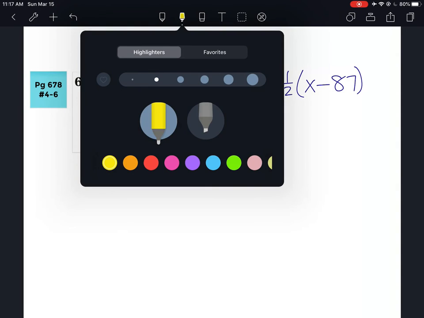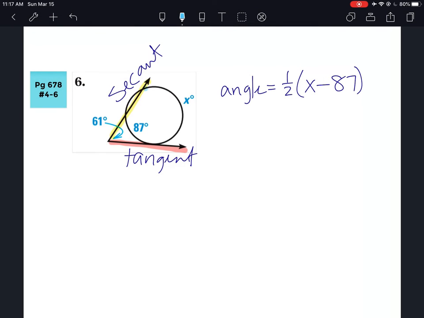And please be careful that the arcs you're talking about are all in line with each other. Notice my x, my 87, and the 61 are all contained within the secant and the tangent lines. So I will get that this angle, which happens to be angle 61, is equal to 1/2 x minus 87.